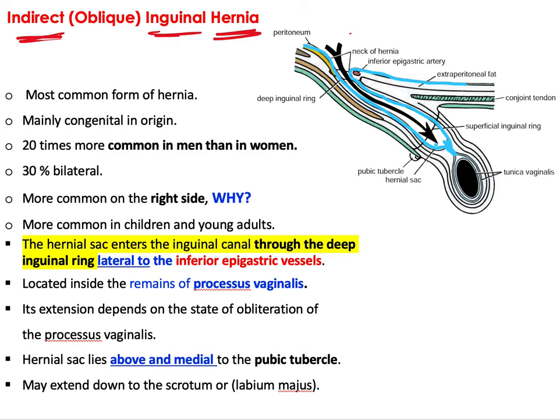So guys, in this case, this is important: the hernial sac enters the inguinal canal through the deep inguinal ring. And of course, the hernial sac will be lateral to the inferior epigastric artery because the deep inguinal ring is already lateral to it. This is important for surgery, not to injure this artery and cause bleeding. And at the surface, you will see the bulge above and medial to the pubic tubercle.